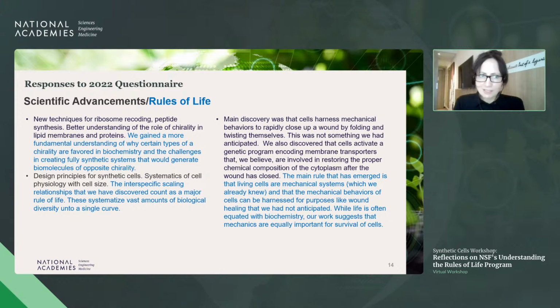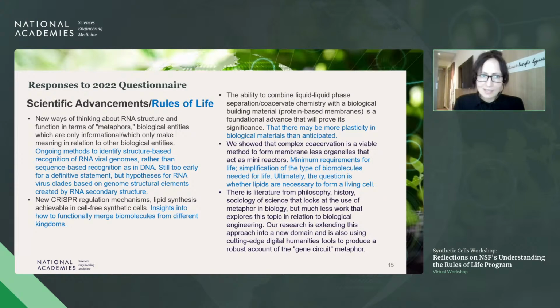All right, let's move on to the next one, please. So another team was investigating RNA genomes of viruses, and they made some interesting discoveries in structured sequence relationship, very relevant to our current situation.